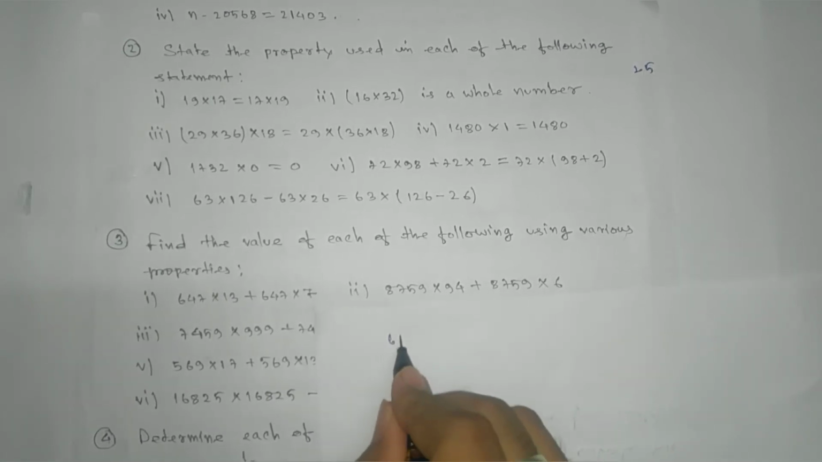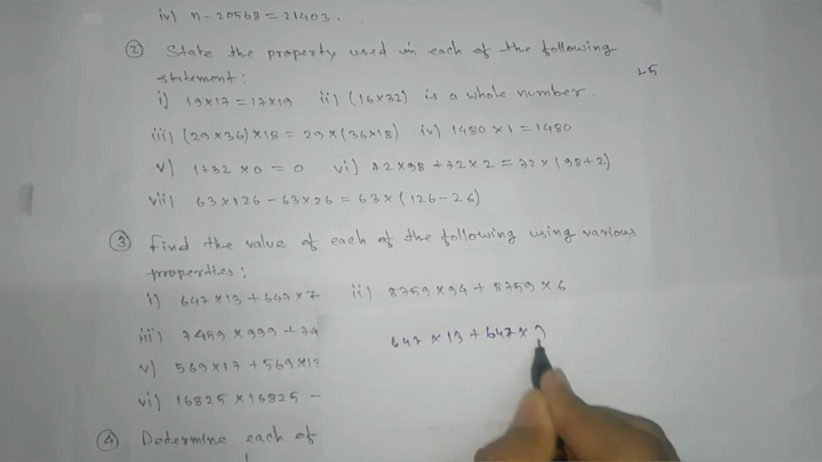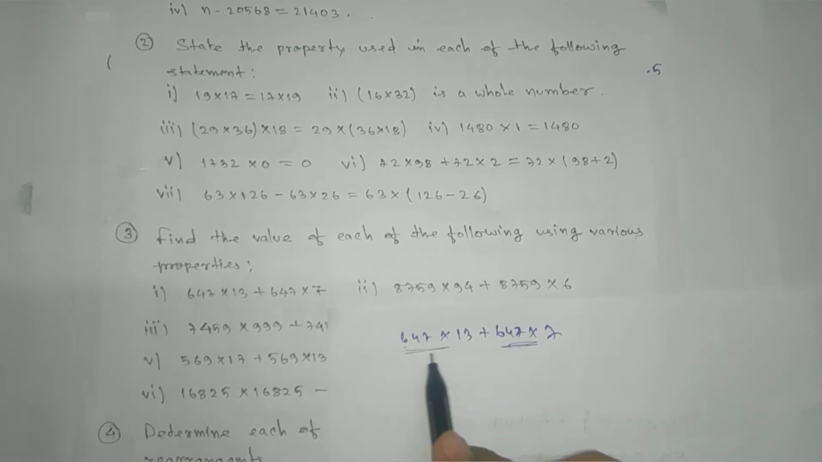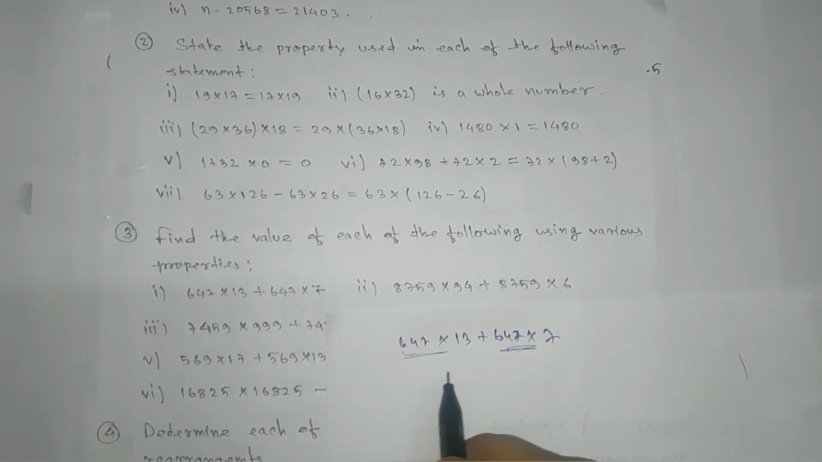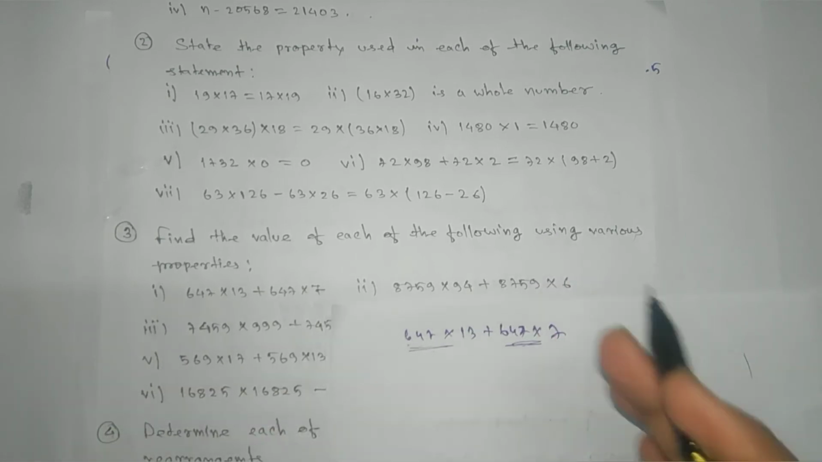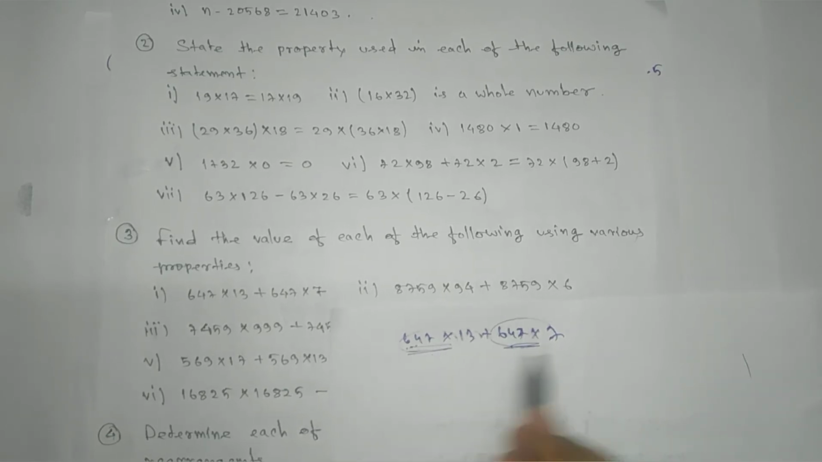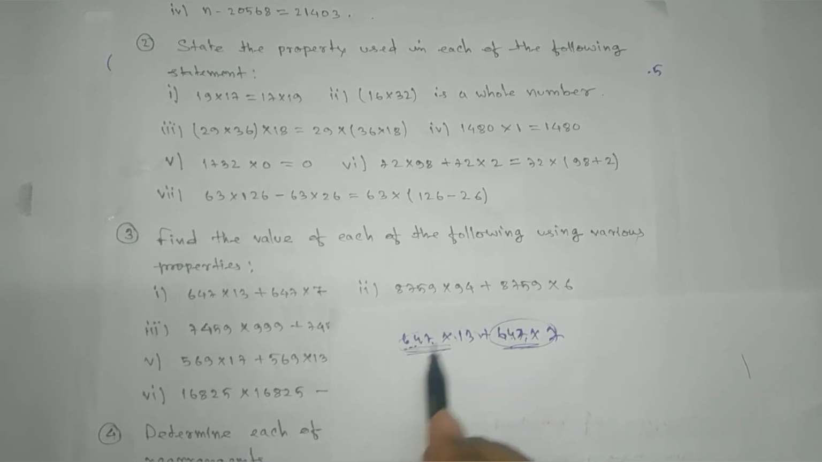See here, 647 into 13 plus 647 into 7. Now if we multiply these two, it will be quite hectic. Why? Because you need to do this in rough and then add. But here what they are saying is use various properties. Even if they don't say so, and they ask you to find the value of this, never multiply directly.